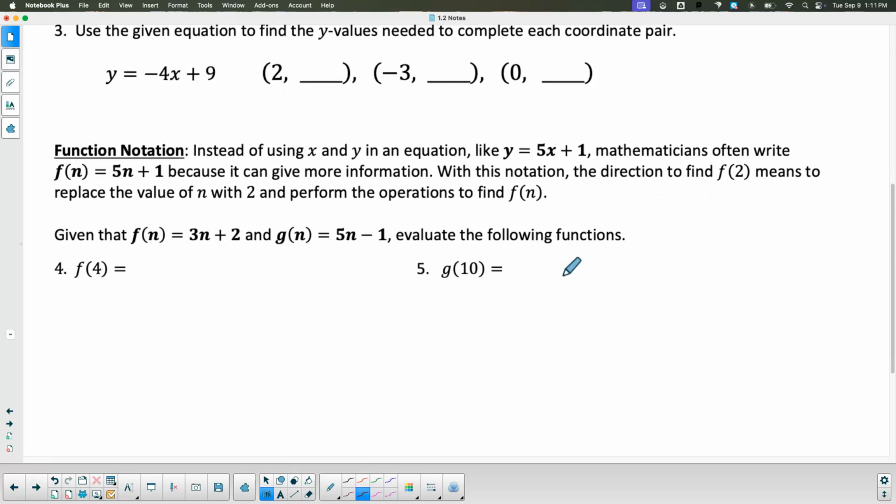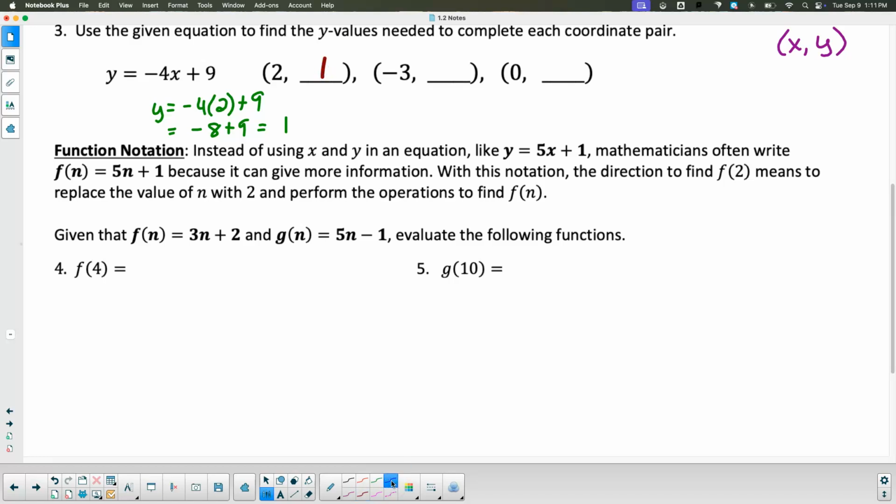Use the given equation to find the y values needed to complete each coordinate pair. So this is, remember, points are x comma y. So this would be an x value for me to plug into that equation. And so I'd get y equals -4 times 2 plus 9. -4 times 2 is -8. -8 plus 9 is +1. So that one would be 1.